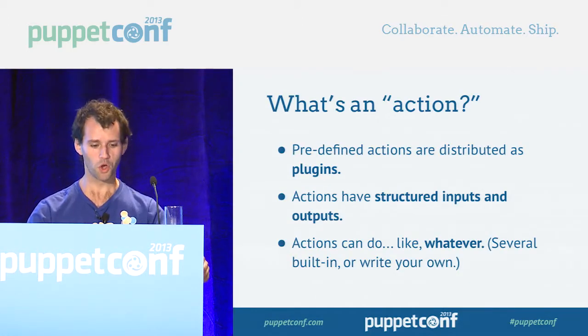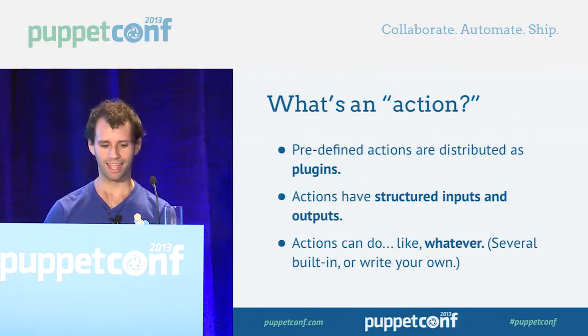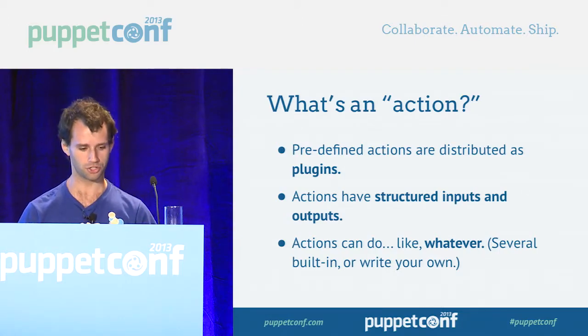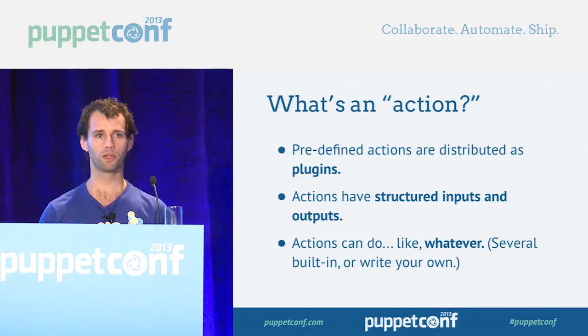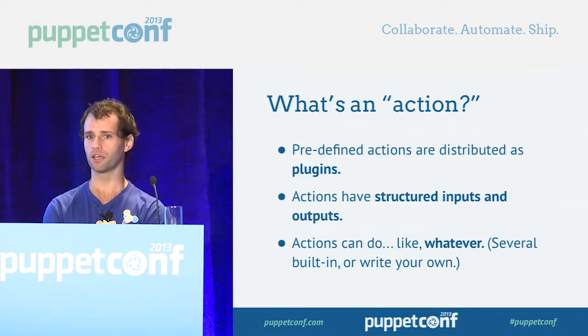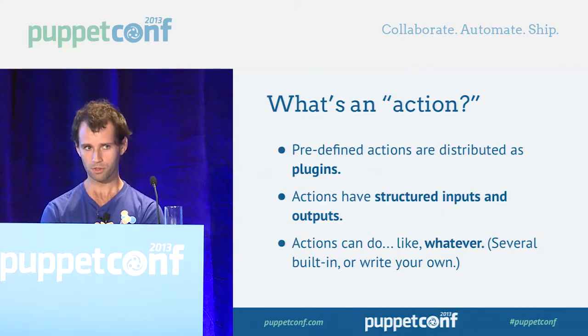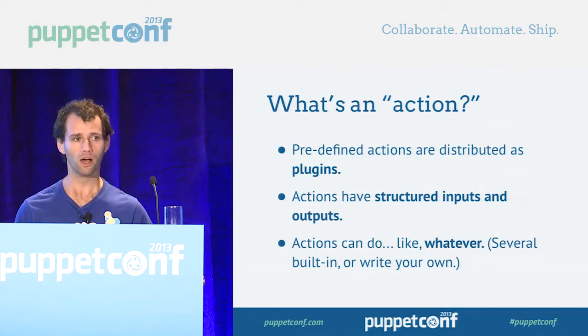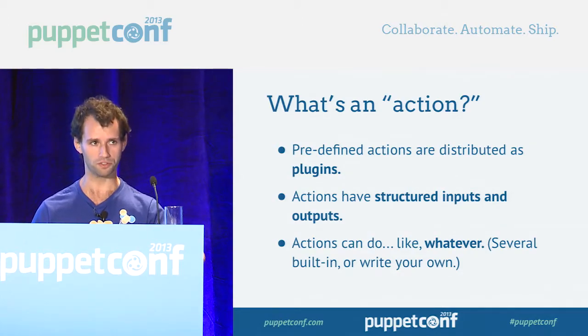What's that mean? Take it step by step. What is an action? In the orchestration engine of Puppet Enterprise 3, predefined actions are distributed as plugins. So it's not like SSH where you just log in and run whatever command happens to be there. The actions are set ahead of time. You can add new actions, but the point is that the actions are well defined.